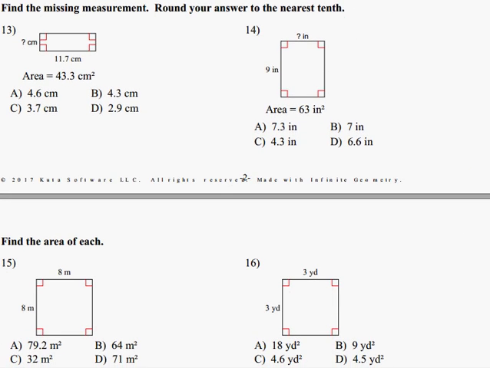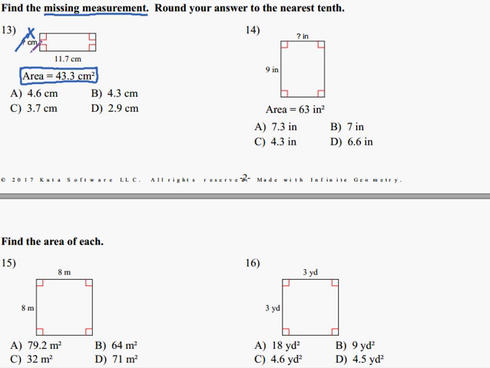On to problem 13. In problem 13, I have a rectangle again, but this time it says find the missing measurement. We're actually given the area. And we are trying to find this side. The computer puts a question mark. I'm going to put a variable so I can put it in my formula. I'm going to call that side x.